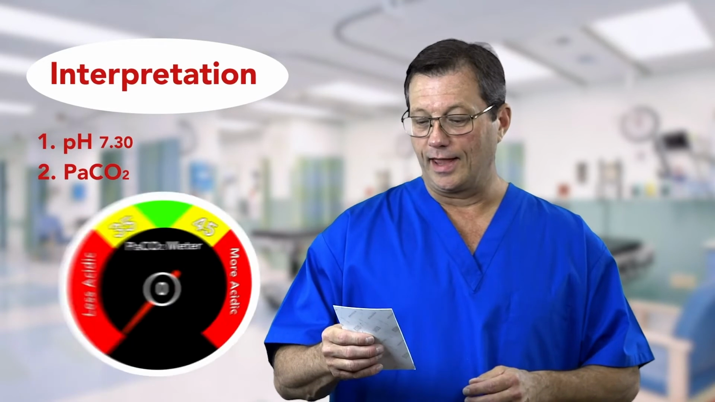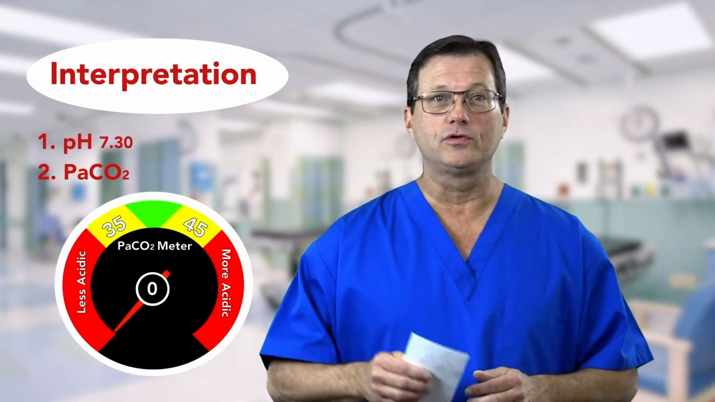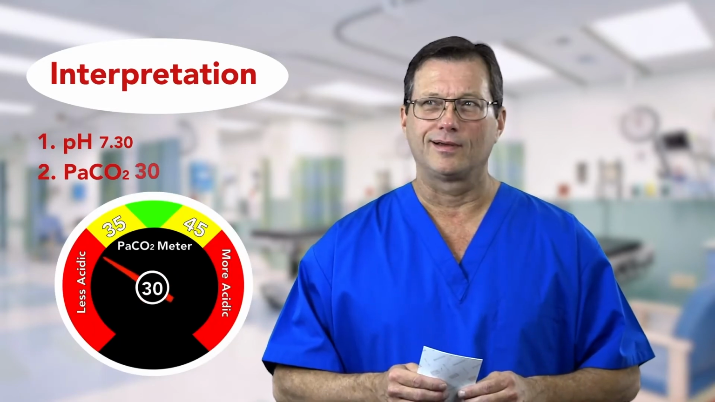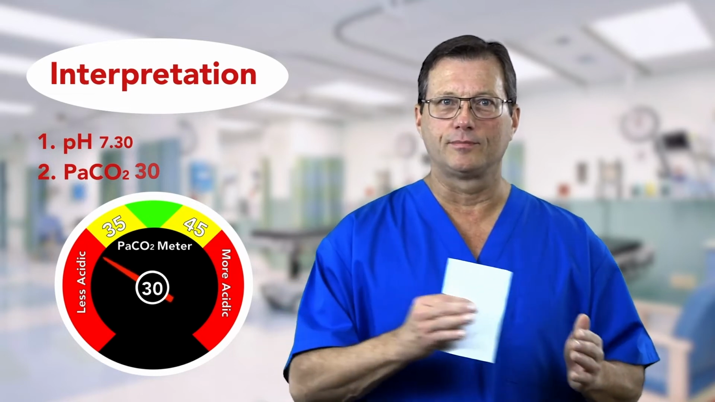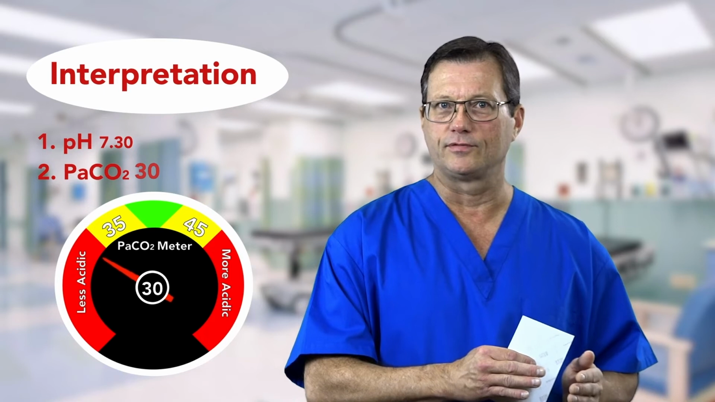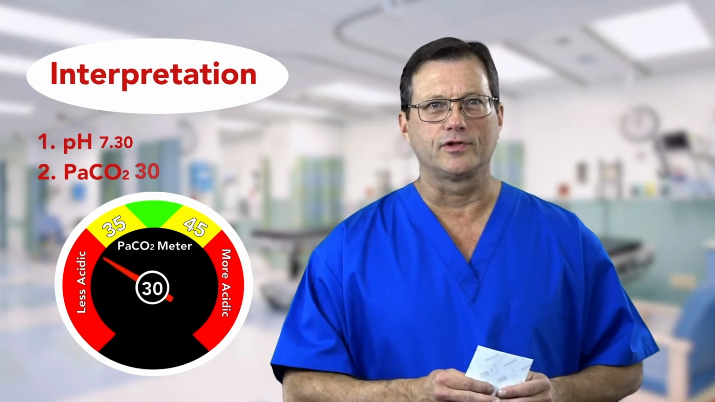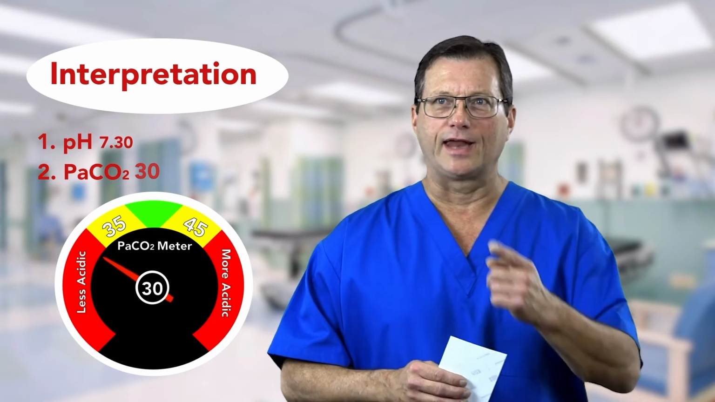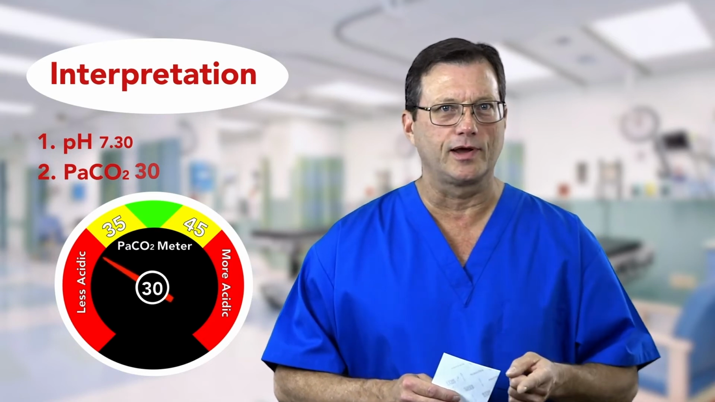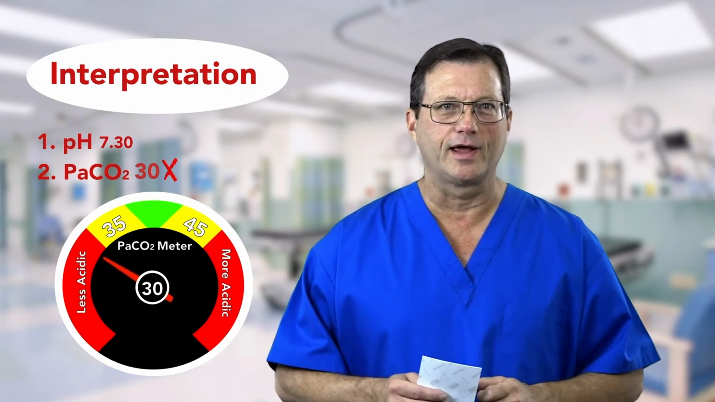I look at that, and in this case, my PCO₂ is 30. Now, PCO₂ is a respiratory acid. I have less than my normal level, between 35 and 45, so this reflects a respiratory alkalosis. Oh my gosh, I have an acidotic pH but a respiratory alkalosis. Still haven't found my acidosis.